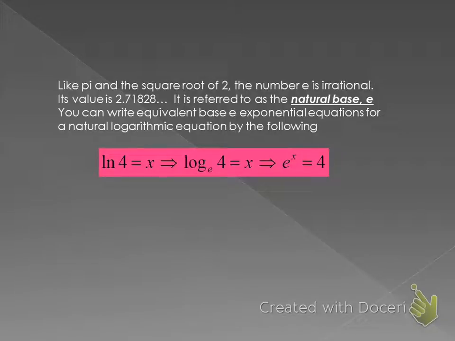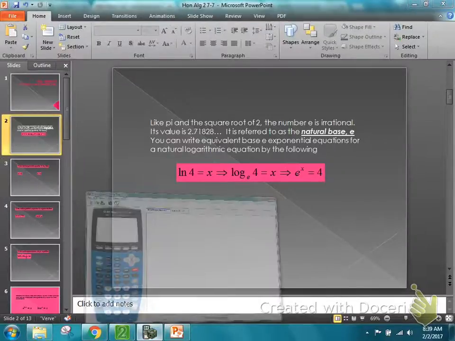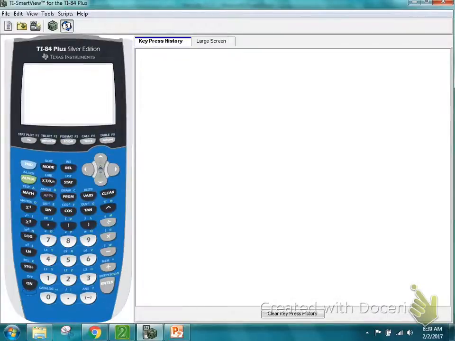Like pi and the square root of 2, okay, so we know pi, 3.14, and you know the square root of 2. The number e is irrational. Okay, so now we're going to learn about this number called e. If you look at your calculators, you can see it right there, right above second ln. And we're going to learn what that ln button means today too.